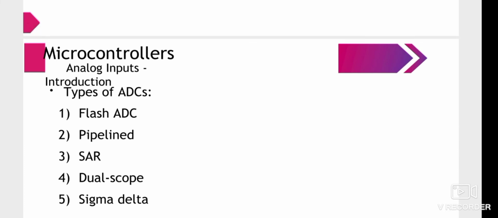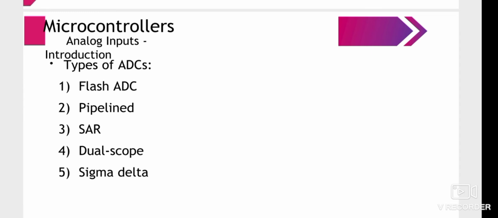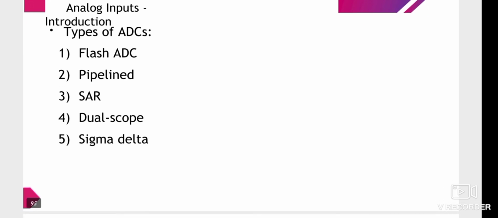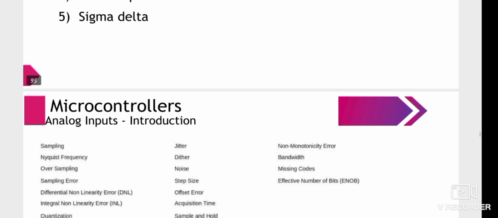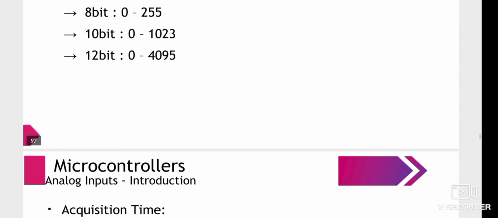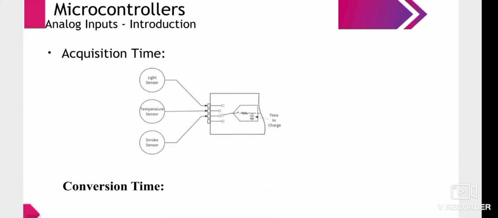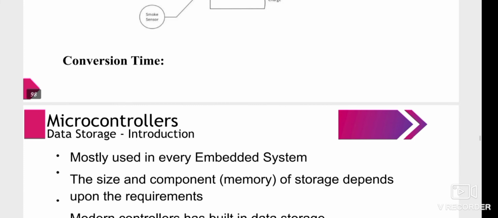Analog inputs introduction. Types of ADCs. Analog to digital converters are flash ADC, pipelined, SAR, successive approximation register type, dual slope, and sigma delta. In analog inputs, there are acquisition time and conversion time.